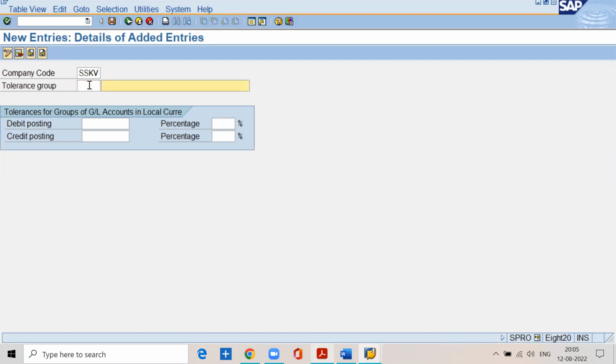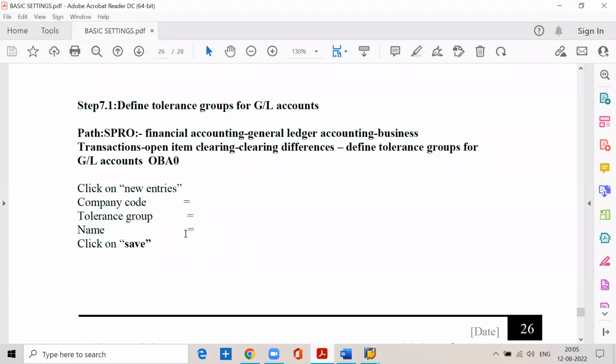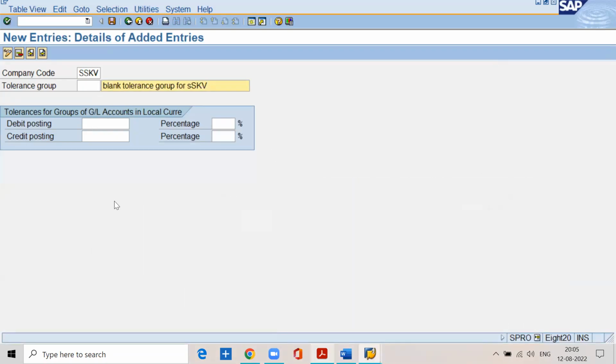Name is equal to blank tolerance group for SSKV. Now you write down again, please. Some fields are missing there.